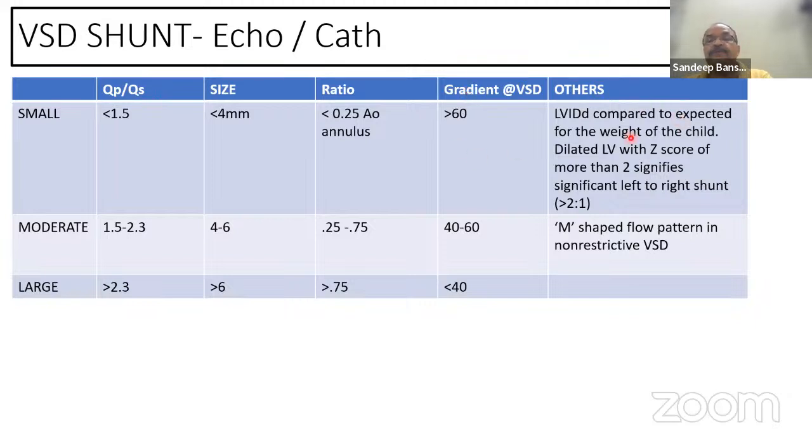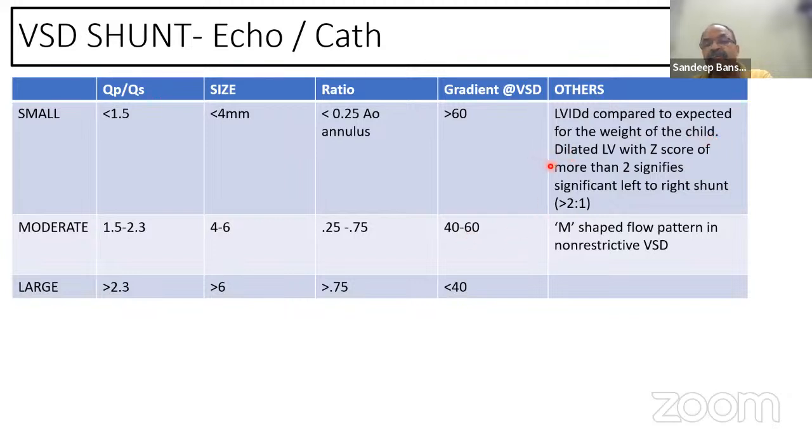We also need to understand that another important thing that we measure to see whether the shunt is large or not is the size of the left ventricular internal diameter in diastole, and we compare it with a normal child of similar expected weight.